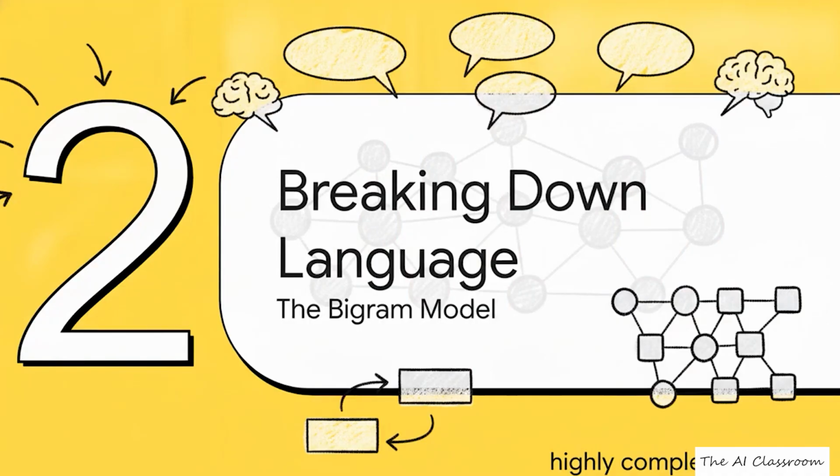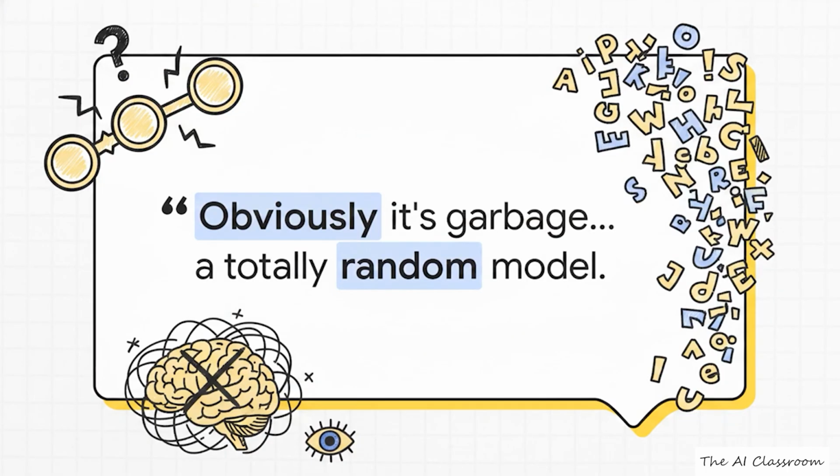Moving on to Section 2, breaking down the language. Before we build a highly complex brain, let's establish a baseline with the simplest possible neural network for language modeling. It's called the bigram model. If we plug our Shakespeare data into this simple bigram model and ask it to generate text, well, this quote perfectly summarizes the result. Obviously, it's garbage. It outputs absolute gibberish.